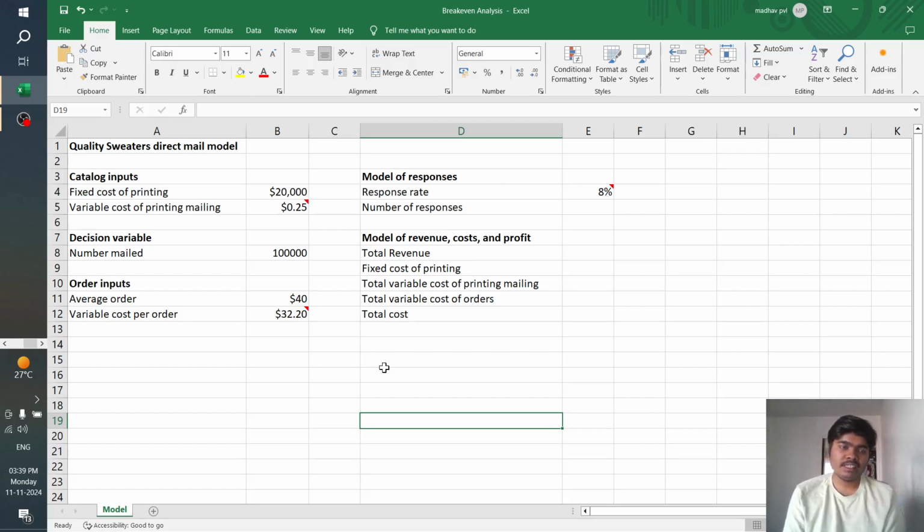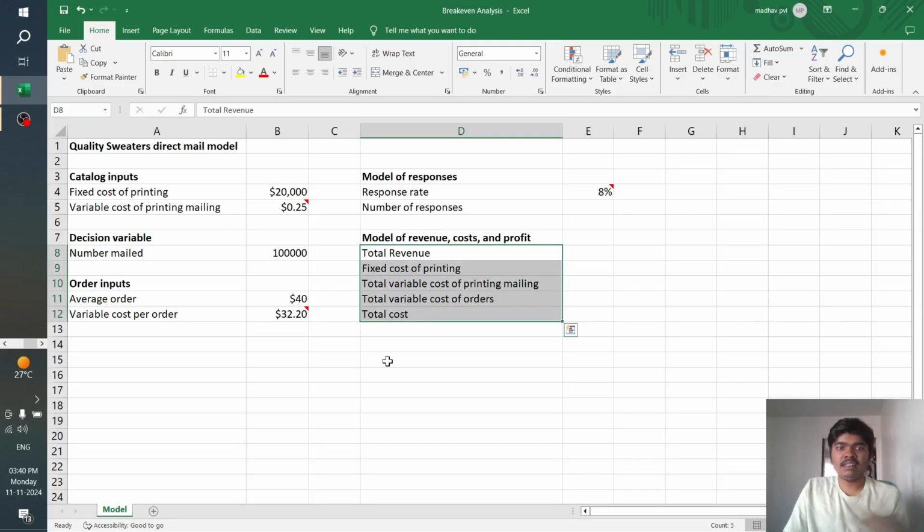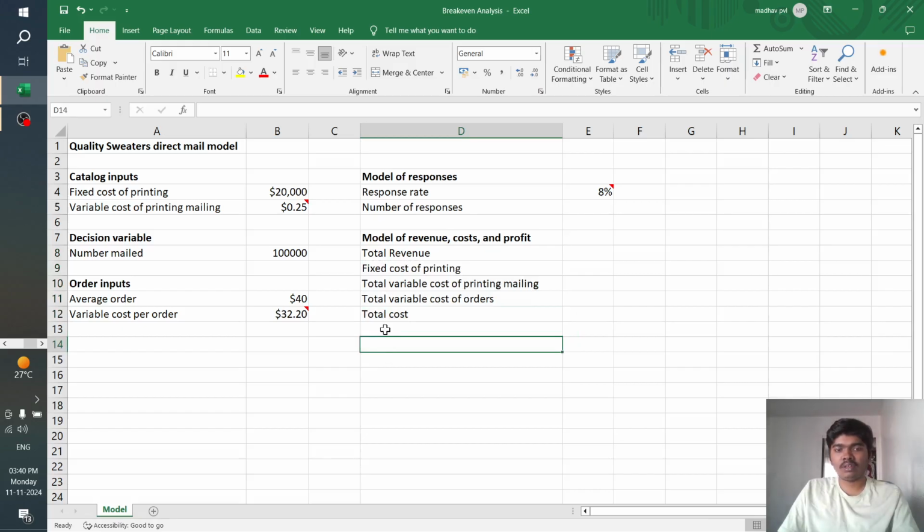So here I have an example of getting quality sweaters with a direct mail model. This is nothing but people requesting a new quality sweater by mail, and these are the given values. With the help of Excel, we are going to calculate these things. These are very essential for any business, because if we don't know about them, it's not easy to know about the break even, or the profit or loss, or whatever it is. So we need to make sure we know about these things. Let's get started and see what we have.